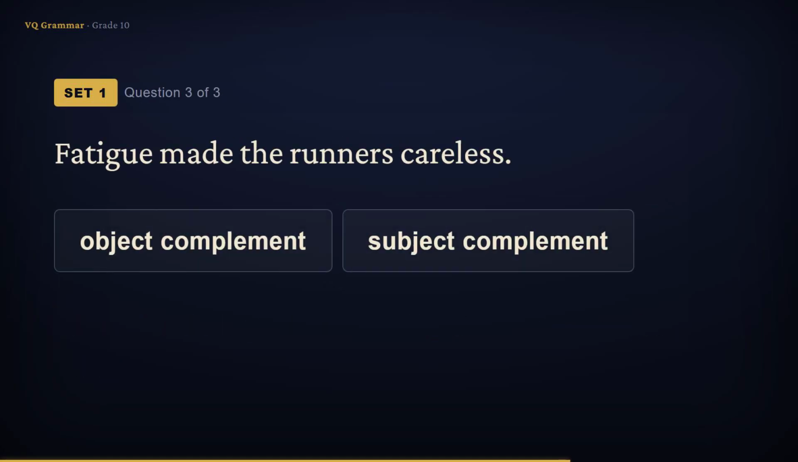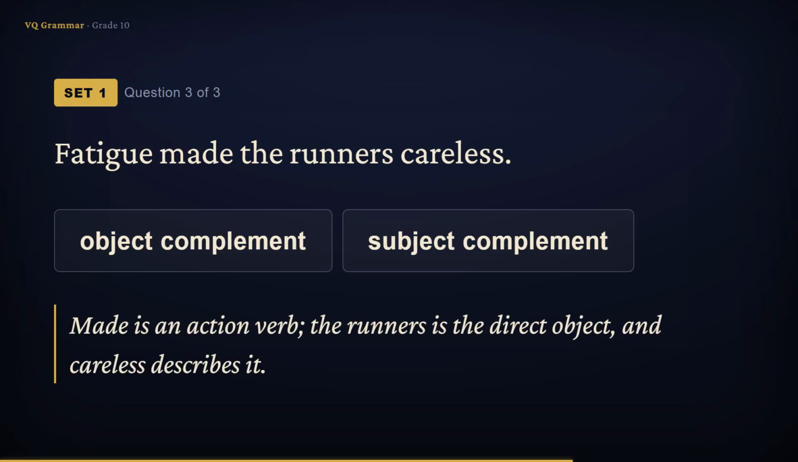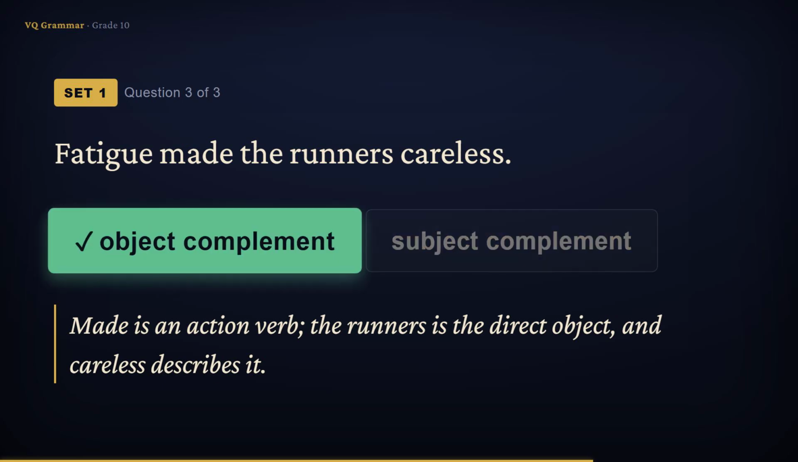Fatigue made the runners careless. The verb is made, an action verb, and another trigger verb. Made whom? The runners, so that's the direct object. And careless describes the runners, not fatigue. It reaches back to the object, so the answer is object complement.